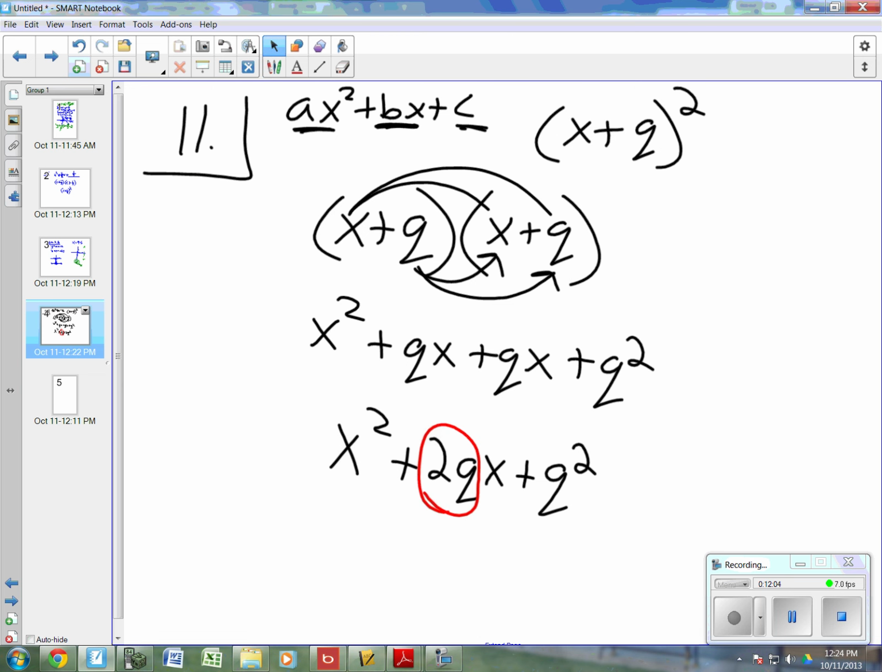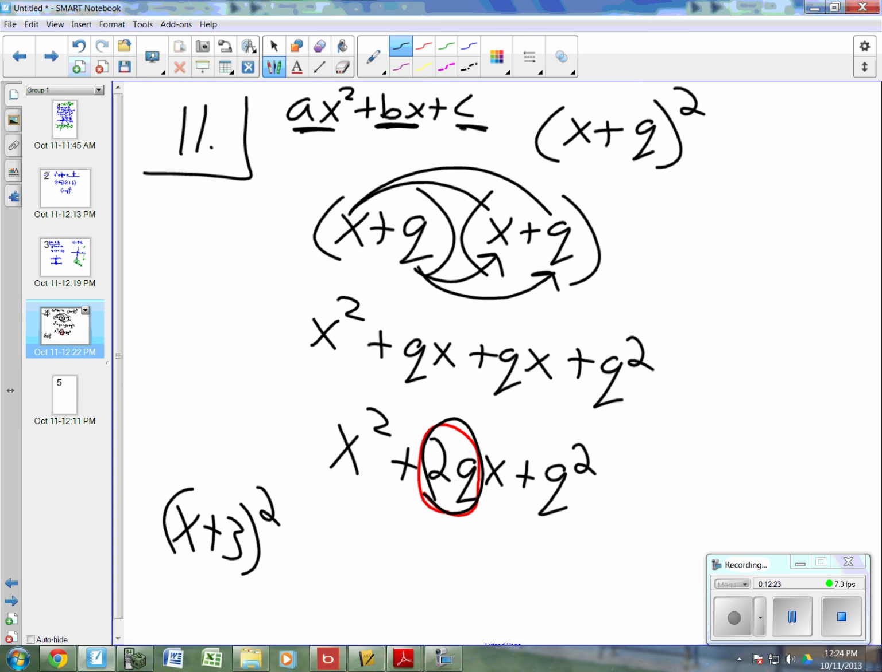So what is a rule that we can write for, if I have two things like this, if I have x plus 3 quantity squared, what would I do to get that? Well, I would do 2 times q. What's q represented in here? What's 2 times 3? So I know my middle term is going to be 6x, right? You guys understand that?